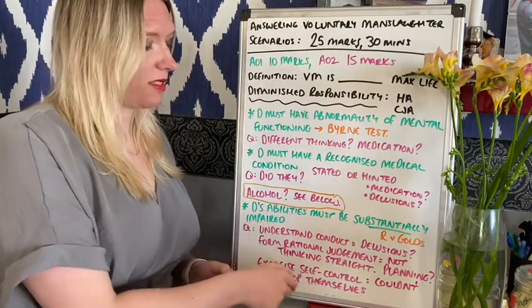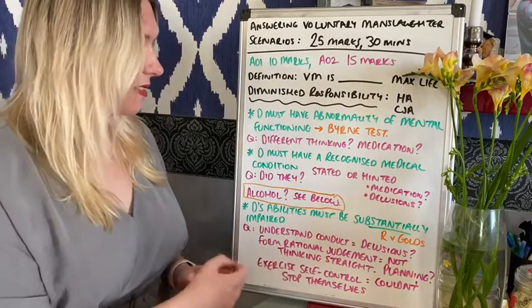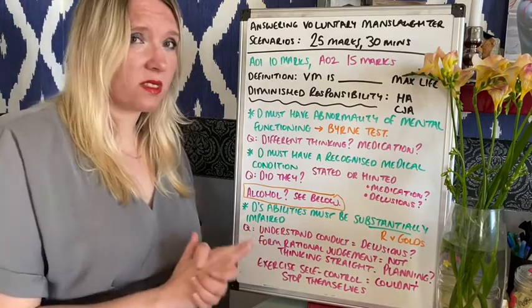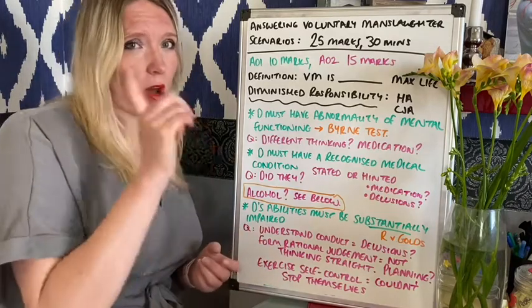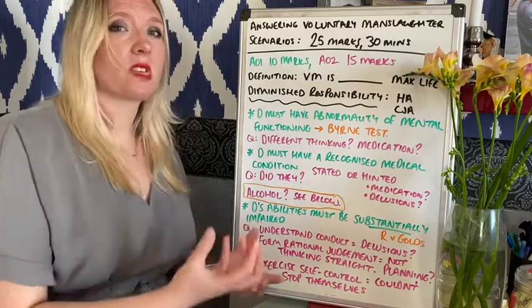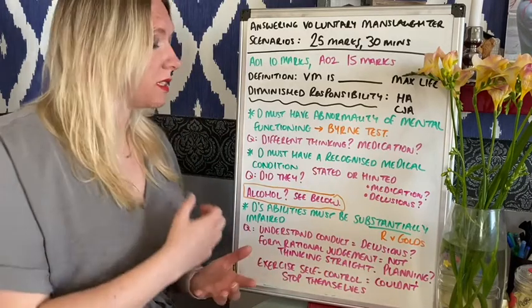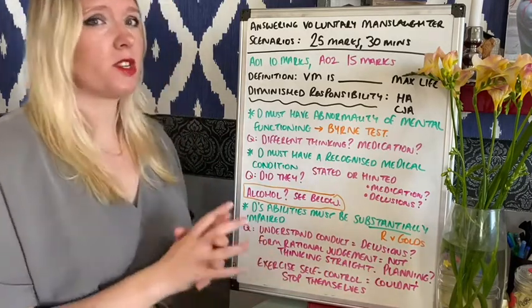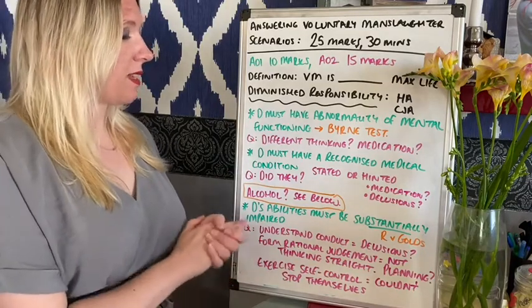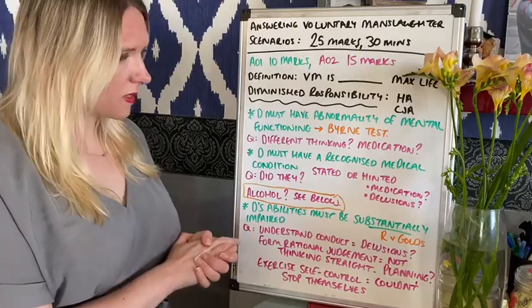Those are potential signs that the person didn't exercise self-control. Now remember, in the scenario, for this defence to succeed, you only need one of those three things. There may be more than one. That just strengthens the argument that they had diminished responsibility, but you only need one to be able to proceed. Those are the three main steps that you need to decide and explain.